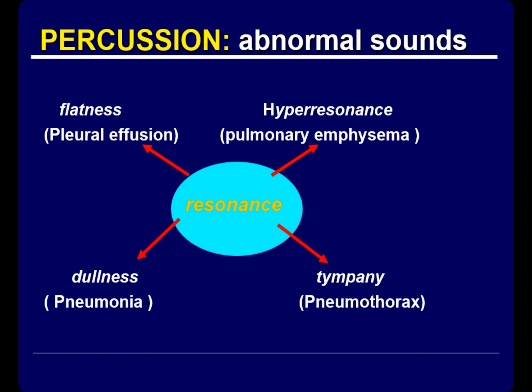Flatness to percussion suggests the virtual absence of air directly beneath the percussed finger and may reflect either fluid in the pleural space, such as pleural effusion or empyema, solid material in the pleural space, fibrosing mesothelioma, or atelectasis. And a tympanitic note instead of resonance may indicate pneumothorax.